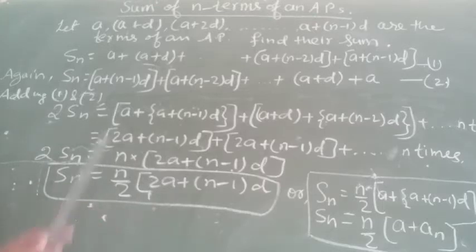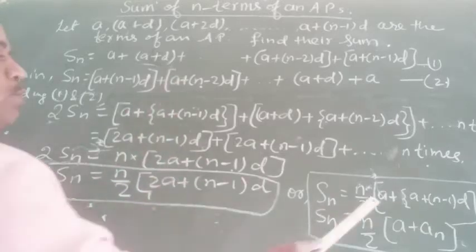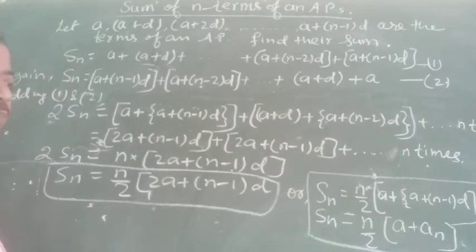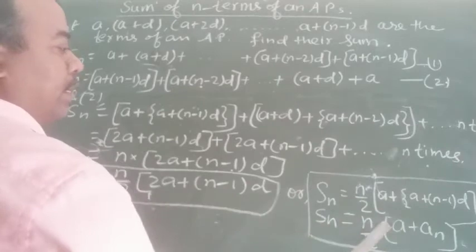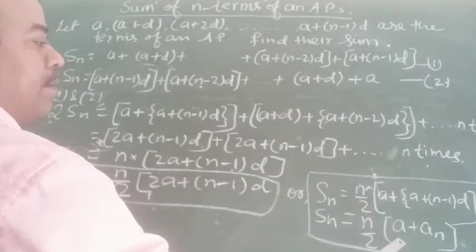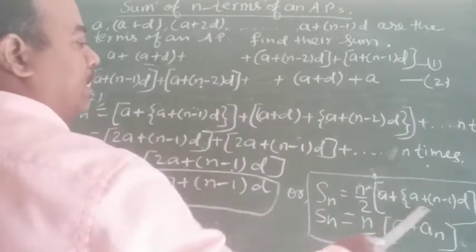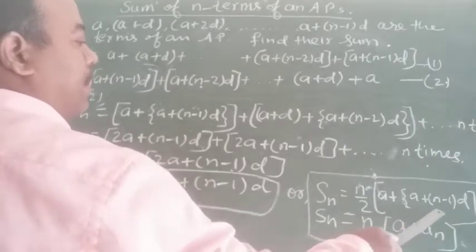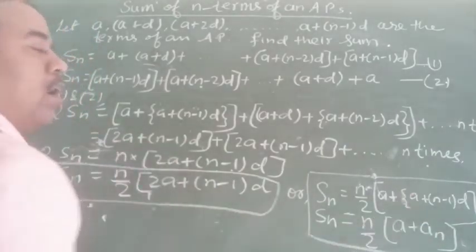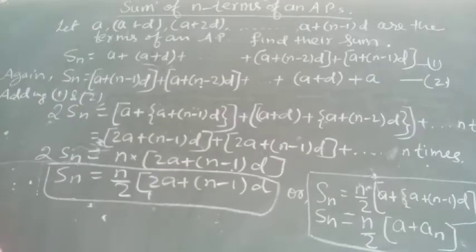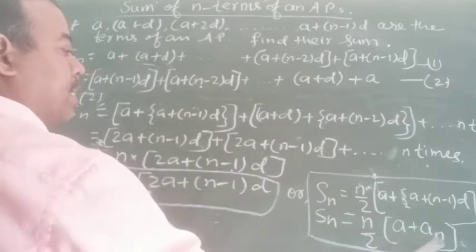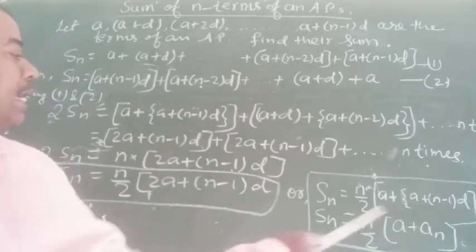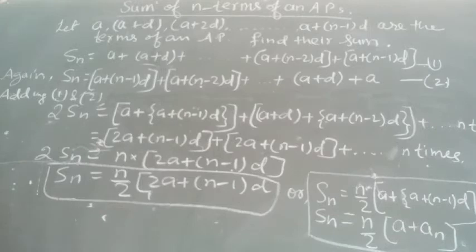We can arrange the sum of n terms in another way also. Look at 2a. 2a we can write as a plus a, then plus n minus 1 into d. So this a is the first term and a plus n minus 1 into d is the last term. In place of this we can put an, and first term plus last term into n by 2 again gives the same value for the sum of n terms.